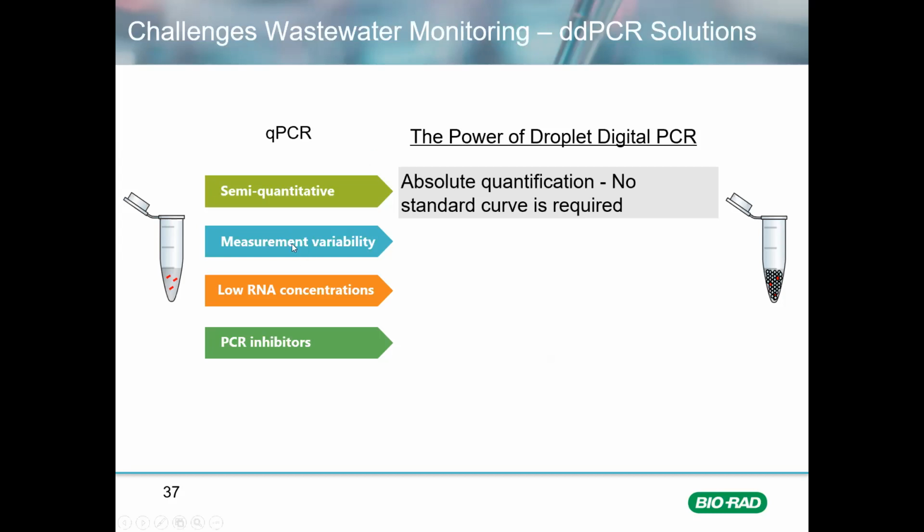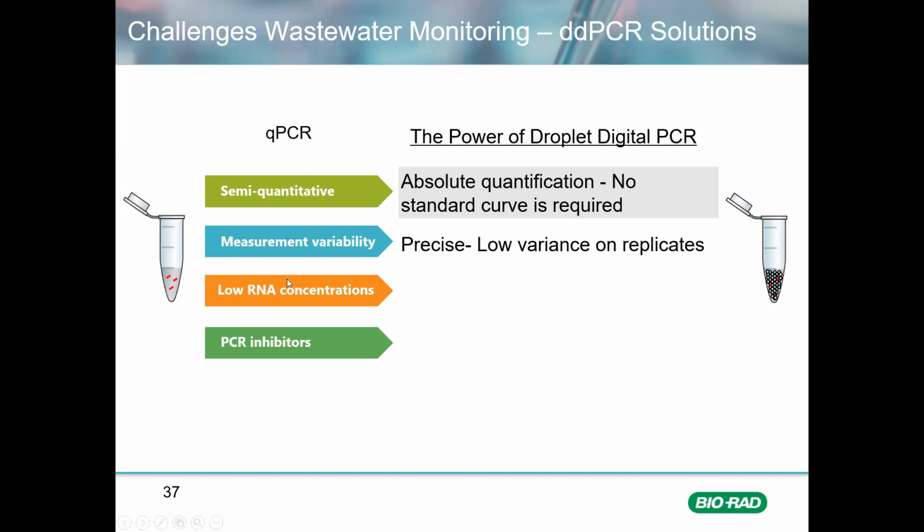The next challenge with qPCR is measurement variability. With qPCR, oftentimes we're working down near the limit of detection when analyzing samples for wastewater. And anybody that has done enough qPCR where they're dealing with Cq values in the mid to upper 30s will know that those results are highly variable. Also, you can imagine that wastewater samples collected in the morning, the middle of the day, and the afternoon, as well as from plant to plant, are going to have various differences in the background and the amount of inhibition.